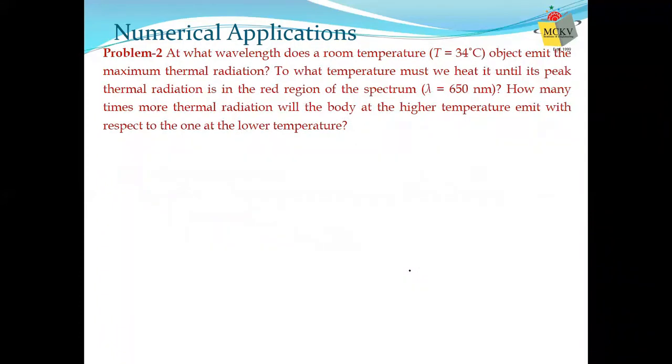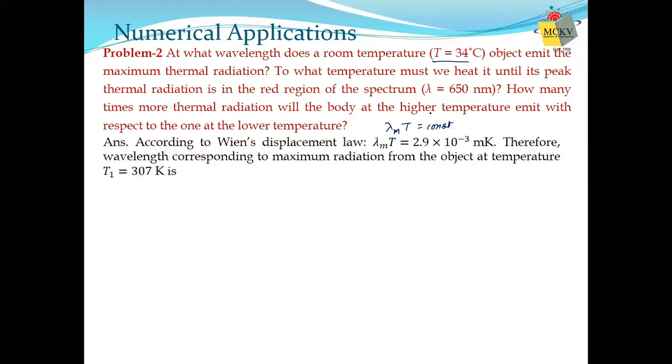Similarly, the second numerical says, at what wavelength does a room temperature object emit the maximum thermal radiation? So as per the question, here we need to find out the wavelength at which that object emits maximum thermal radiation. And we know Wien's displacement law, which tells us that lambda m into T equals a constant. T is the temperature of the body, and lambda m is the wavelength corresponding to the maximum intensity of radiation. So we can use Wien's displacement law here. Lambda m into T is constant, and the constant value, as we have discussed before, is 2.9 into 10 to the power minus 3 meter Kelvin.